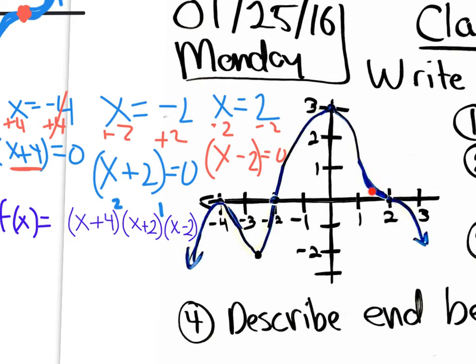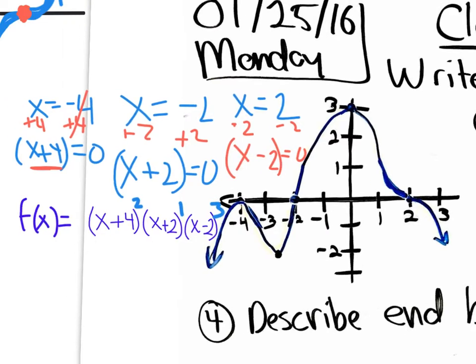And now let's look at the final one. The final answer is x equals 2, but of course it's represented with x minus 2. Remember, x equals 2 ends up being x minus 2 in factored form. So what multiplicity does this have? Well, that's a cubic function right there, so it's definitely a 3.